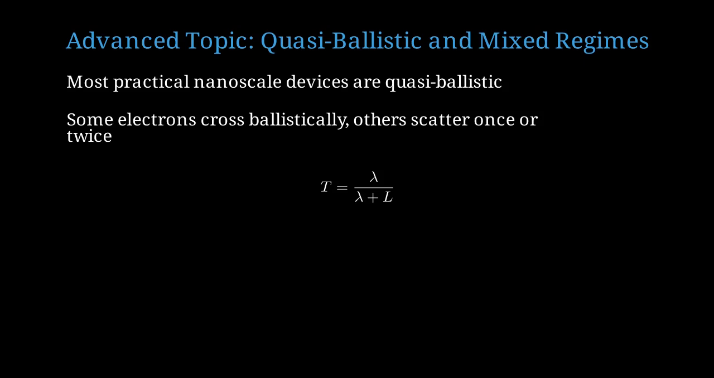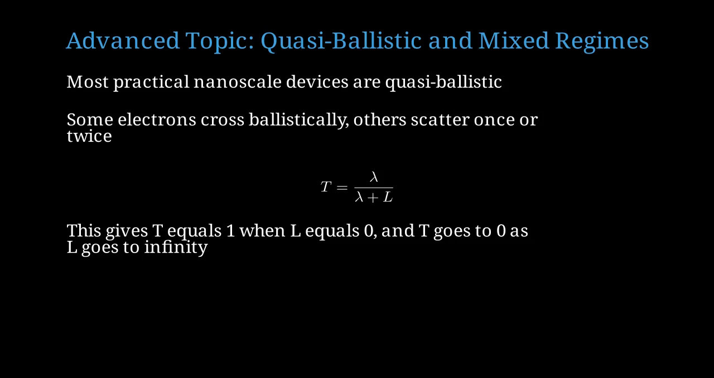A useful approximate formula for transmission probability in the quasi-ballistic regime is T equals lambda over lambda plus L. This smoothly interpolates between limits. This formula gives T equals 1 when L equals 0, which is perfect ballistic transport. As L goes to infinity, T goes to 0, which is the diffusive limit.